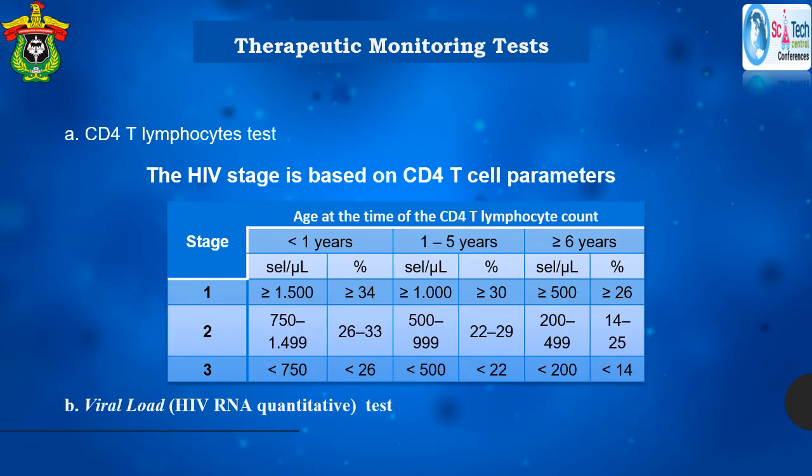This is a therapeutic monitoring test. The first is the CD4 lymphocyte test. This is the table of the HIV stage based on CD4 T cell parameters based on age. And the second is viral load, or HIV RNA, with the quantitative test.